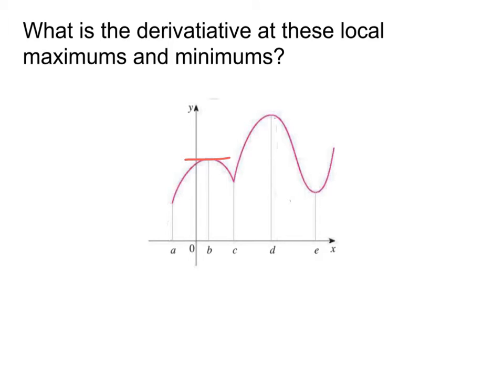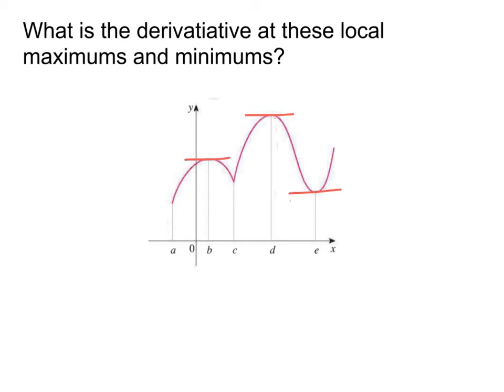Okay, what about D? What would the derivative be at D? It's up at our top here. Our derivative there would be 0. And what about at E? That minimum. Well, notice there our derivative is 0.